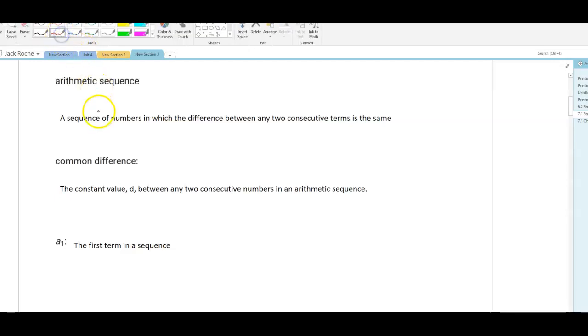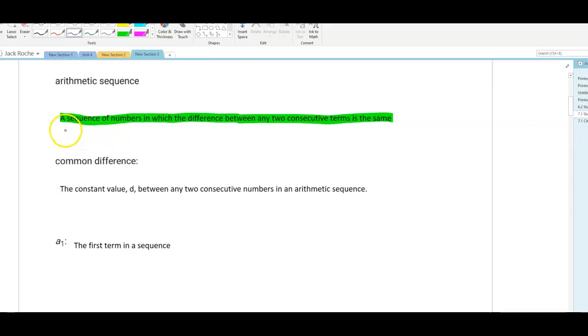Alright, so lesson 7.1. When I look at it, this is all about arithmetic sequences. It tends to be pretty easy. You just got to be able to follow along and try to understand what all the different terminology is. So what is an arithmetic sequence? An arithmetic sequence is a sequence of numbers in which the difference between any consecutive terms is the same.